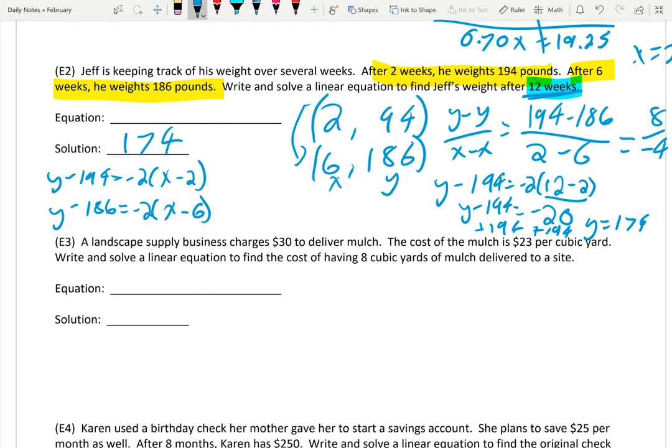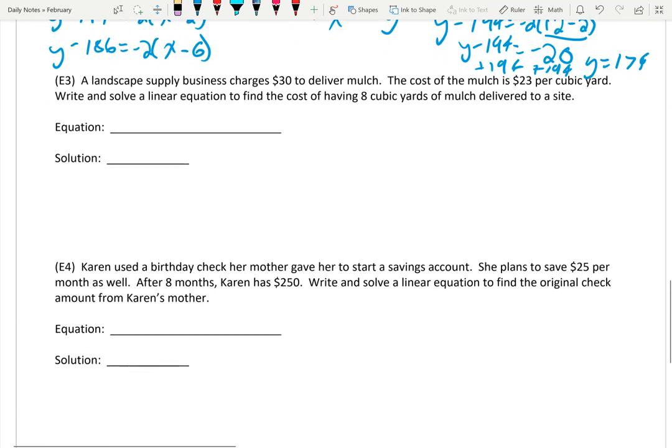All right. So remember, the slope, then write a point-slope equation, and then plug the 12 in to x, or plug in whatever the value is for x for the number of weeks.